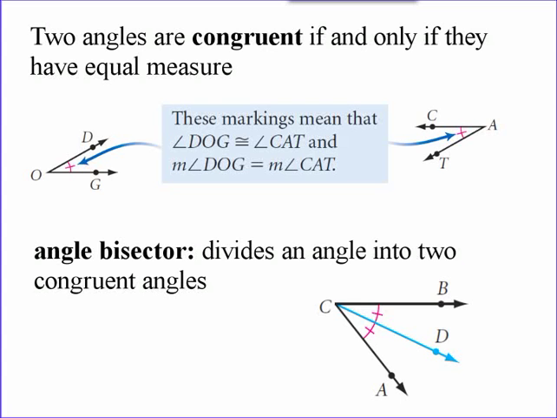All right, so that should be it for protractor use. Let's look at the next one. Here's a definition you need to get down. Two angles are congruent if and only if they have equal measure. Notice they use little tick marks on the angles. That's one way. Sometimes you'll see angles without tick marks, or just a mark like this, and that's fine.